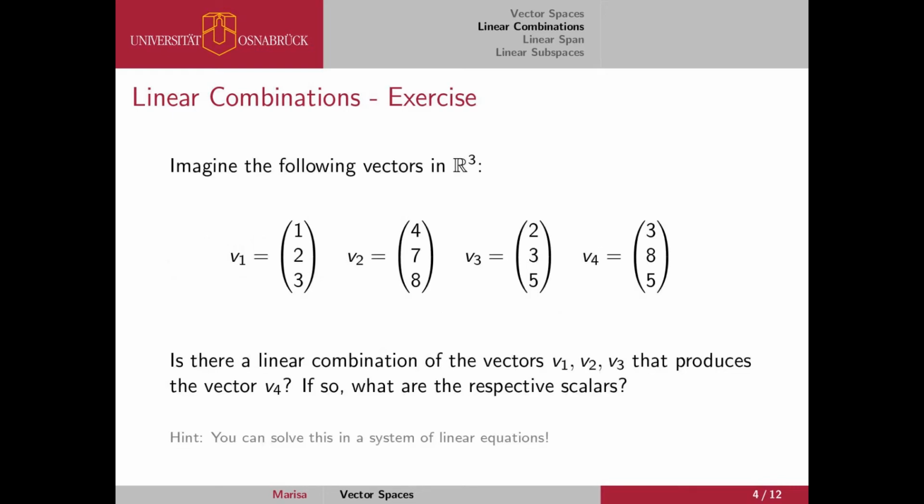In the following exercise, you are given three vectors from the vector space R3, so a three-dimensional space of the real numbers. The task is now to check if there's a linear combination of the vectors v1, v2, and v3, which produces the vector v4. As a hint, you can solve this with a system of linear equations. If you already feel quite comfortable with this, you can skip the task, but I would say that it is a good training not only for understanding, but also for the exam soon.